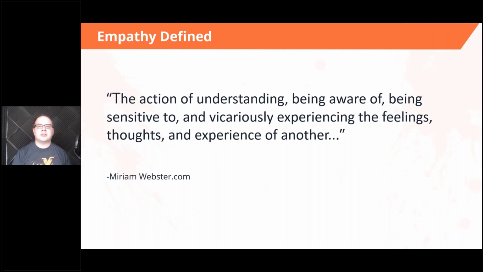And that's the action of understanding, being aware of, being sensitive to, and vicariously experiencing the feelings, thoughts, and experience of another. So if I'm understanding this correctly, it means that we understand another person to the point where we can figure out what's best to help them. And for us as learning developers, designers, that's really important, because what we're trying to do with any learning experience that we're developing is get them from point A to point B and make their life better because of that. And so we really need to keep in mind the person that we're designing for as we do that and be empathetic towards them.